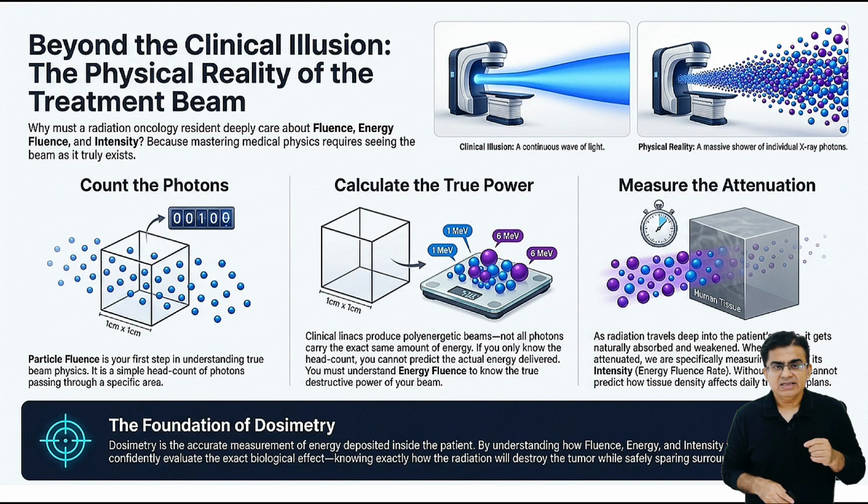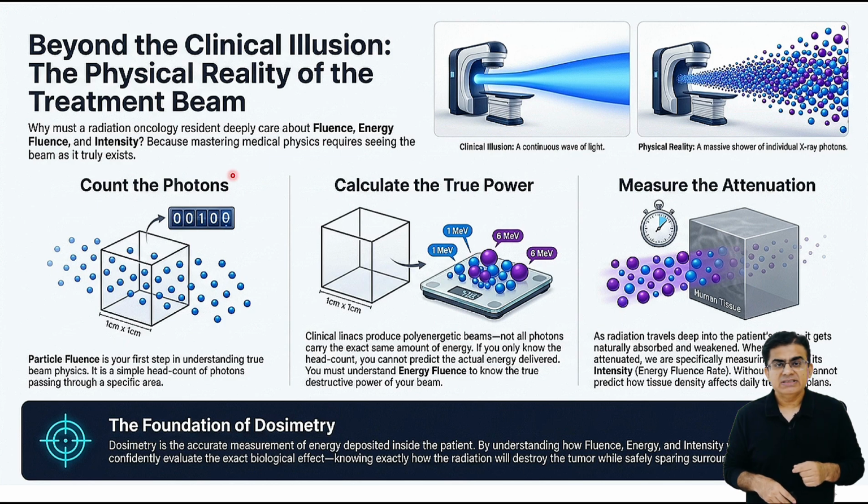We must ask ourselves a very practical question. Why should a radiation oncology resident deeply care about these physics terms? They are for physicists. Why should a radiation oncology resident understand it? Because to master medical physics, you must first break the clinical illusion. You must stop seeing the treatment beam as a continuous wave of light. You must see the treatment beam as a massive shower of individual X-ray photons.